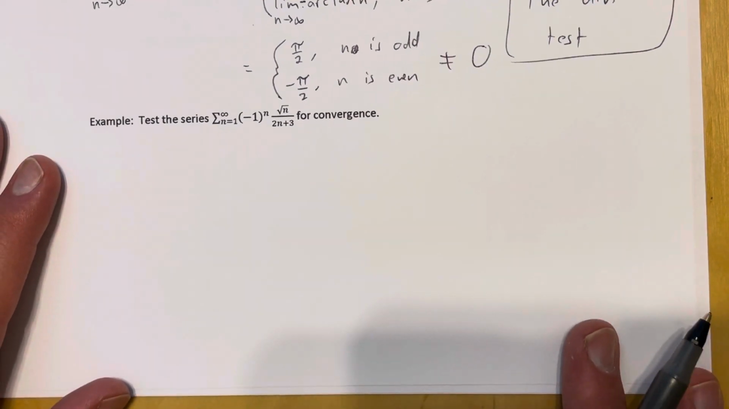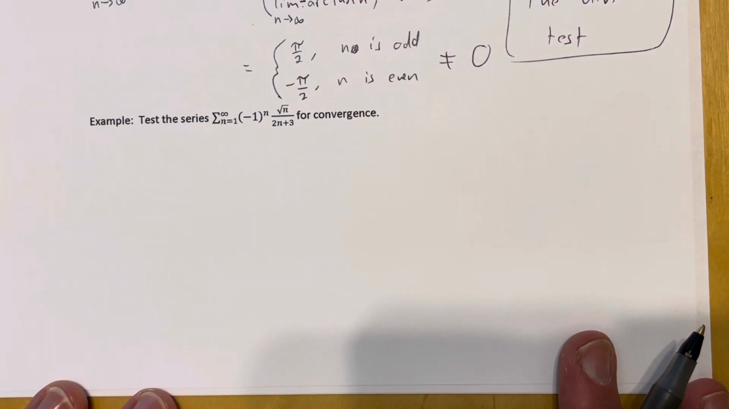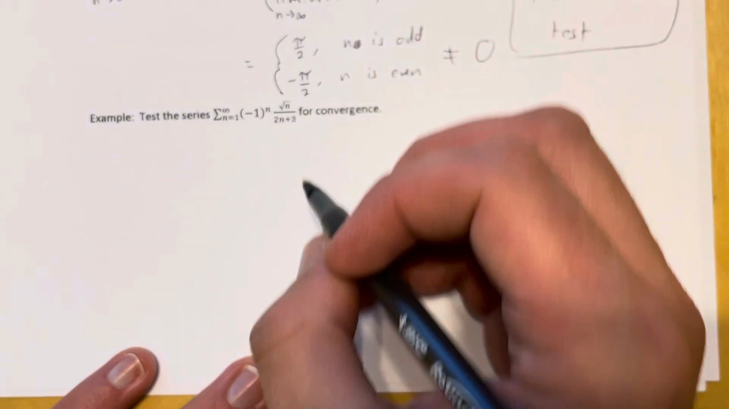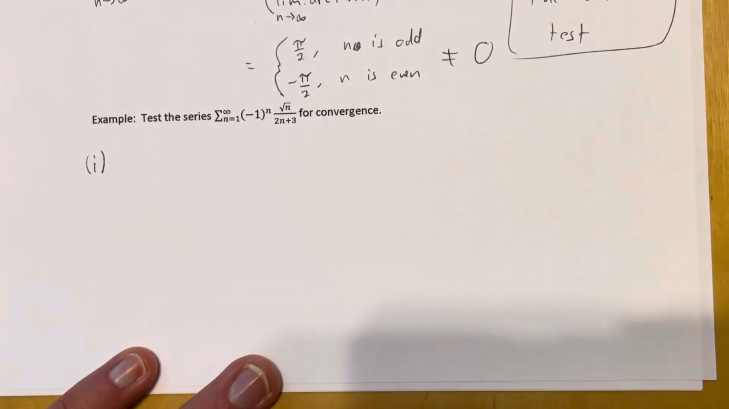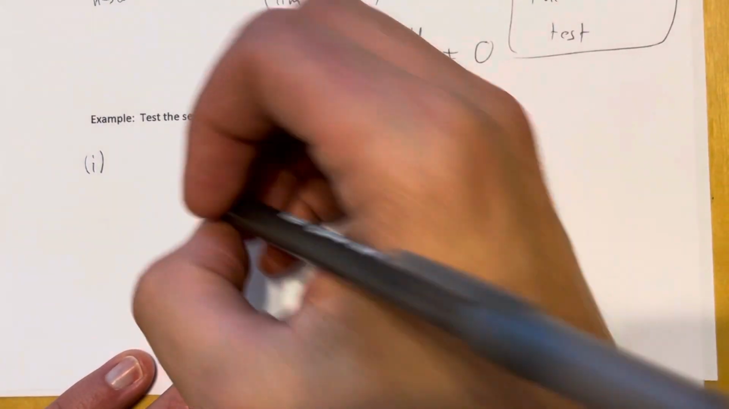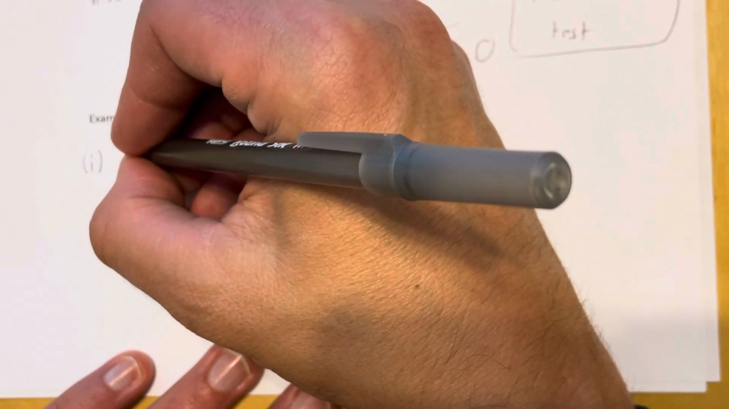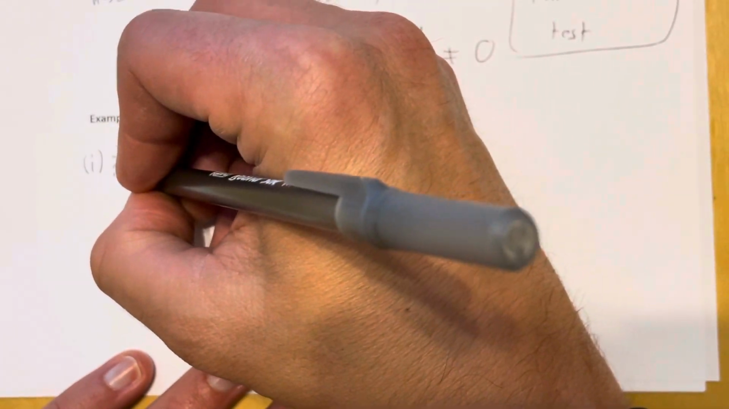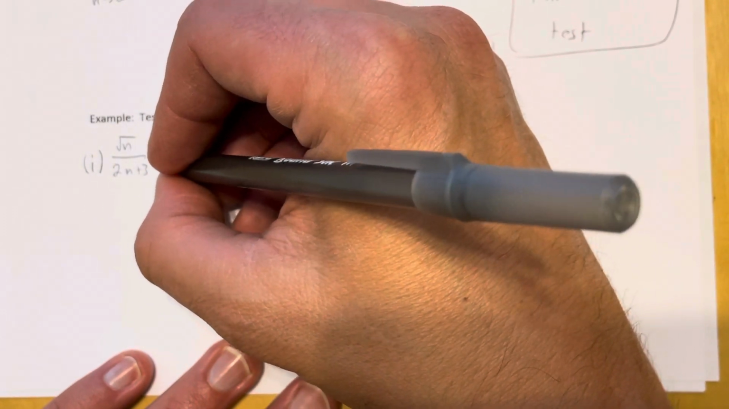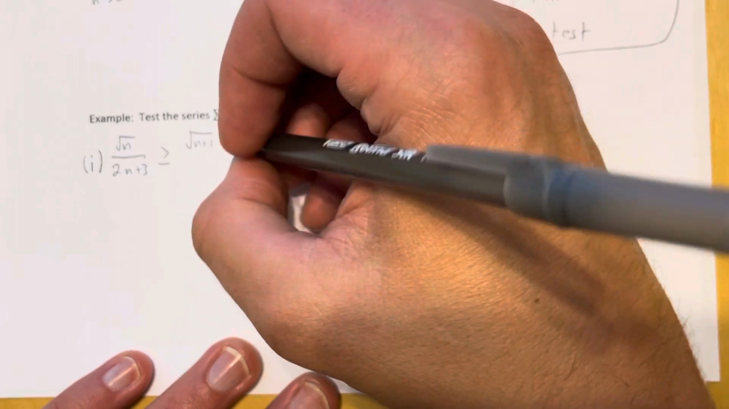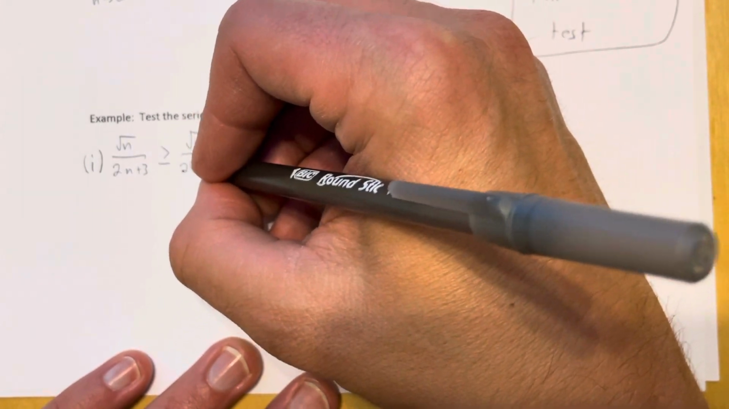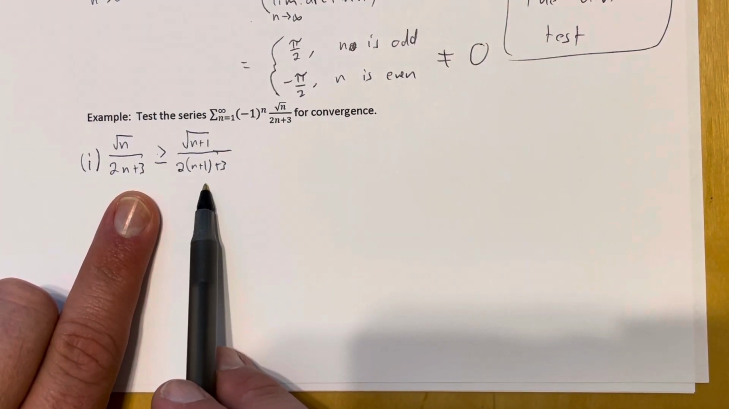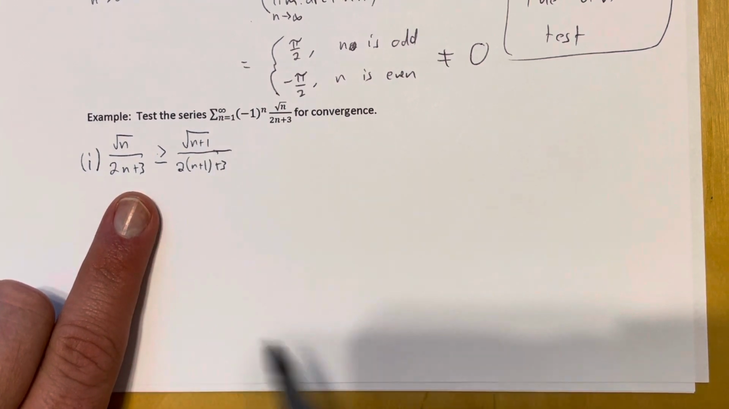Let's try one more. This series right here, I want to test for convergence. It's an alternating series because I have (-1) to the power of n there. So let's start by comparing these terms. Is the square root of n over 2n plus 3 greater than or equal to the square root of n plus 1 over 2 times n plus 1 plus 3? If this is the nth term, then this is what the n plus 1th term would look like, because I'm replacing these n's with n plus 1 to get that.